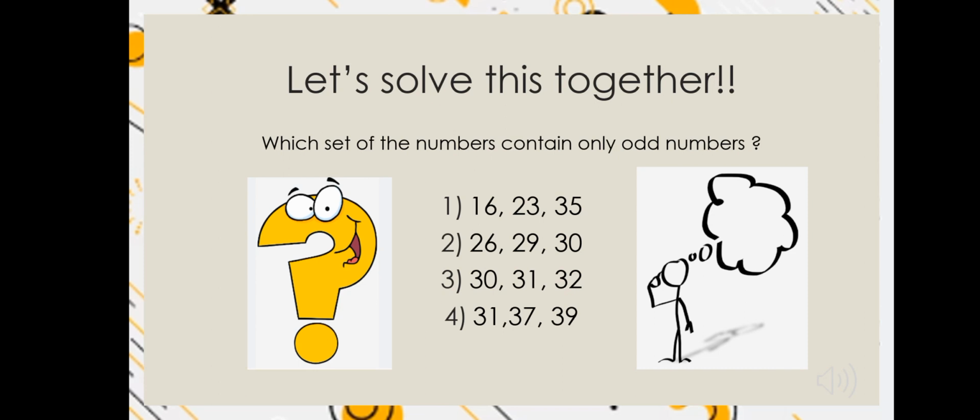Moving on towards the last option, which is 31, 37 and 39. 31 ends with 1, 37 ends with 7, and 39 ends with 9. 1, 7 and 9, they all are odd numbers, which means that 31, 37 and 39 are odd numbers. So the option which we are going to select is the fourth one.